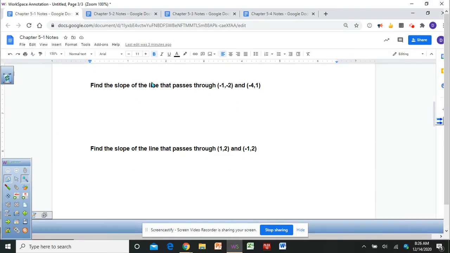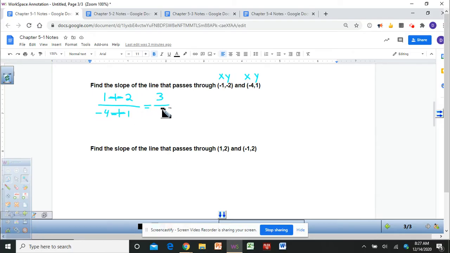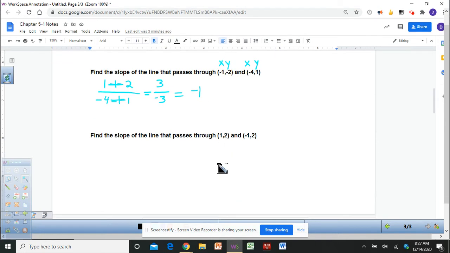We're going to take our second y value minus our first y value. So second y minus our first y. And then our second x minus our first x. Okay, so you change those to pluses, and you get 1 plus 2, which is 3, and -4 plus 1, which is -3. So my answer is -1.